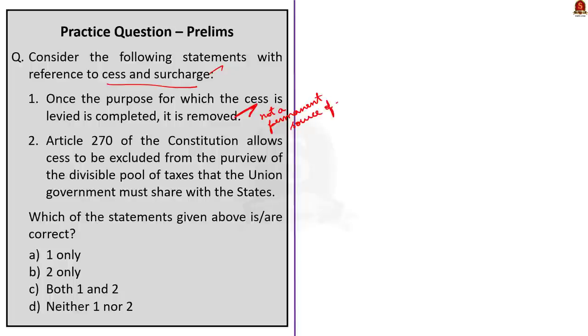Now coming to the second statement, Article 270 of the Constitution allows Cess to be excluded from the purview of divisible pool of taxes that the central government must share with the states. Yes, this statement is also correct. Article 270 mentions Cess is not to be shared with state governments. So statement 2 is correct. Now the question is asking for correct statement. So the answer for the question is option C, both 1 and 2.